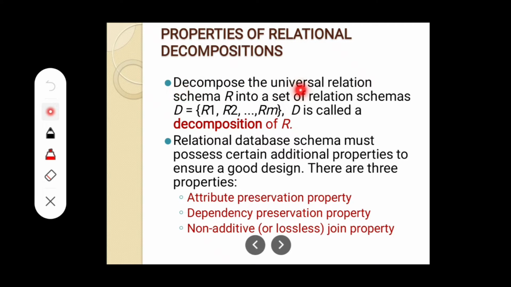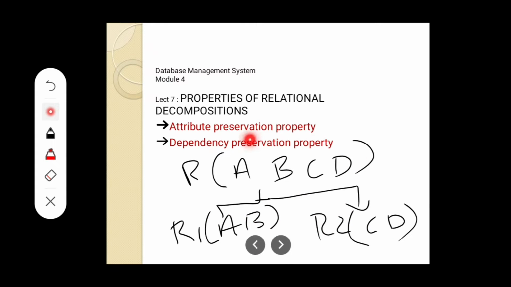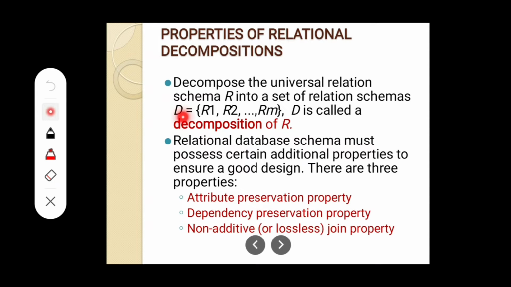Decompose the universal relation schema R into a set of relation schemas R1, R2, etc. up to Rm. This D is called the decomposition of R. That is, we are having a universal relation called R. This R is decomposed or divided into different sub-relations, a set of relation schemas which are R1, R2, etc. up to Rn. This set of relation schemas is named as D. So this D is called the decomposition of R. That is what I have explained just now. This is the main relation, decomposed into multiple relations. Clear?